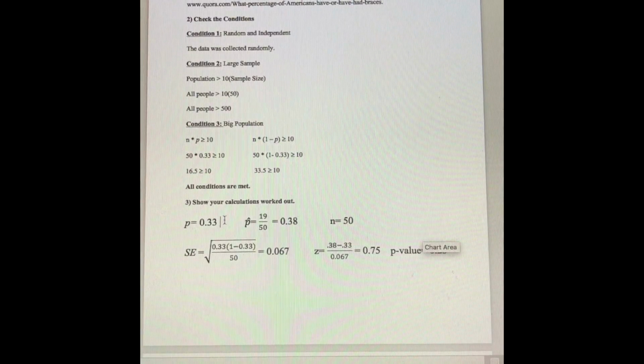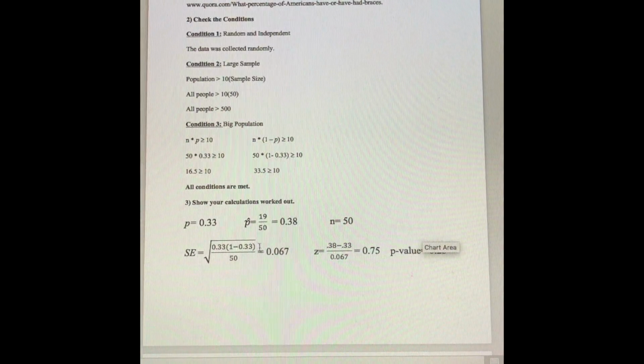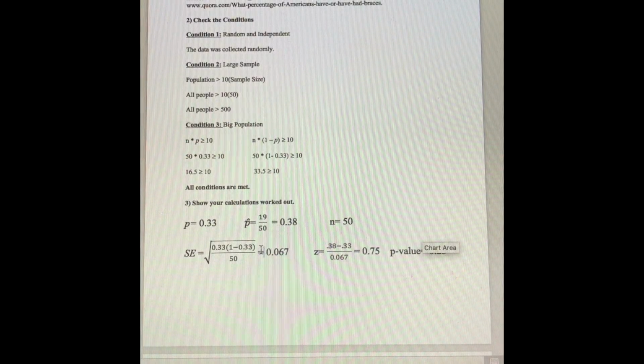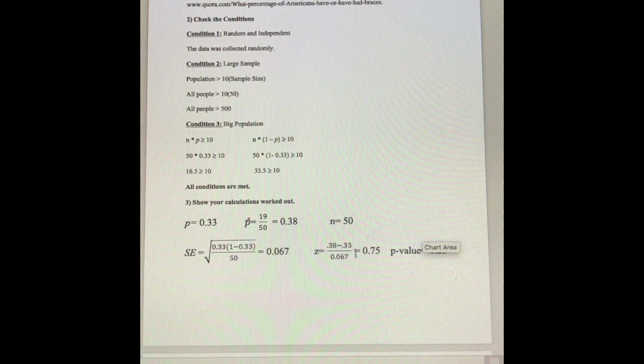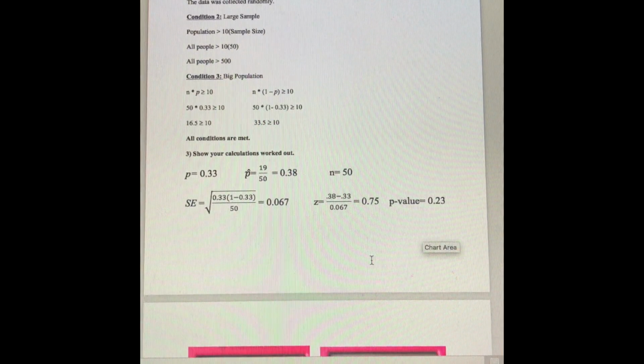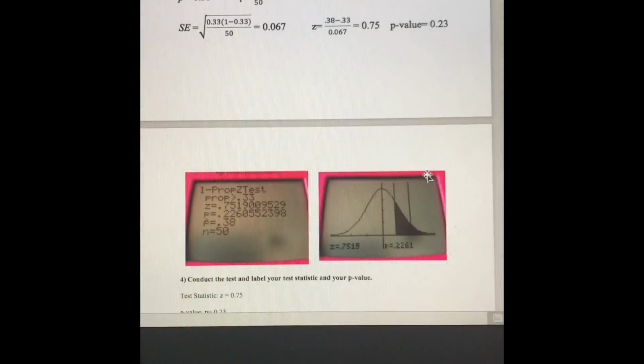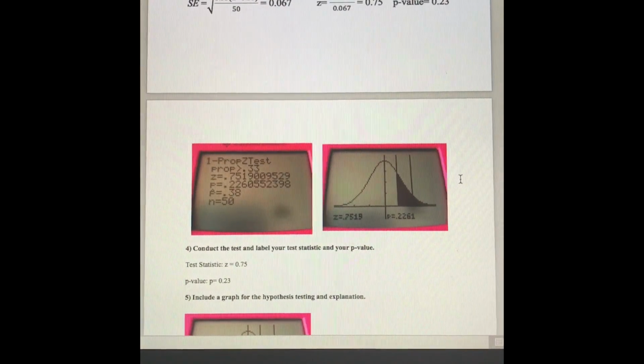For my calculations, I found that p was 0.33, p hat was 19 over 50, which was 0.38, and n, which was my sample size, was 50. For my SE, I took the square root of p times 1 minus p all over n, which gave me 0.067. For Z, I took p hat minus p all over SE, which gave me 0.75. And I also got a p-value of 0.23. Here is the verification of those calculations in the calculator.